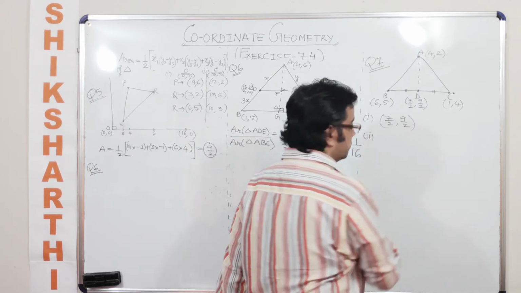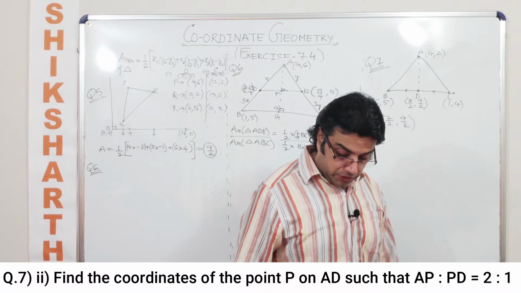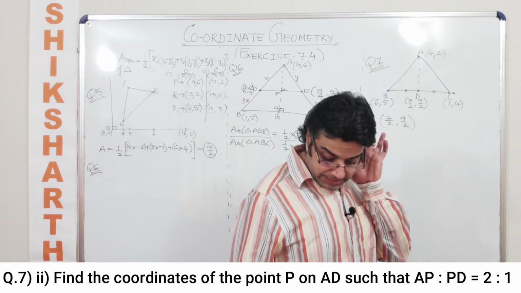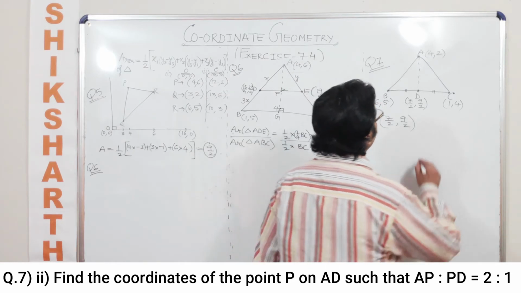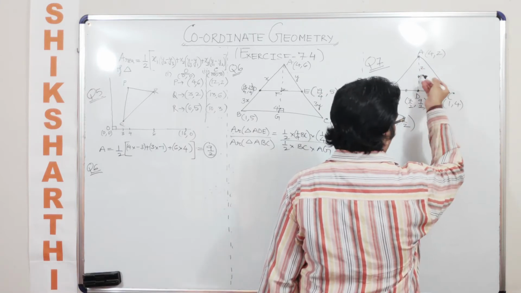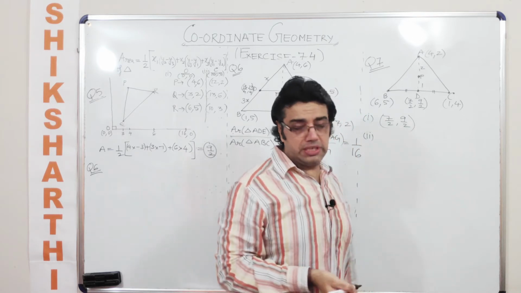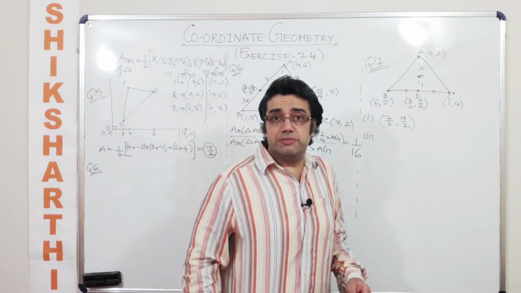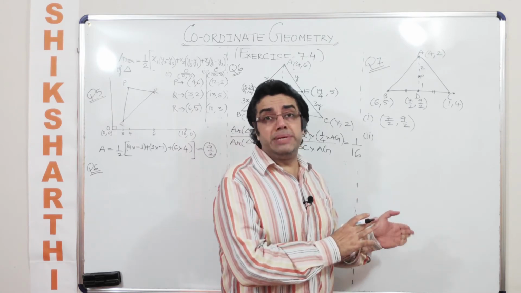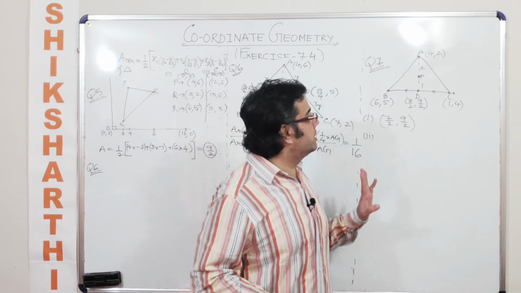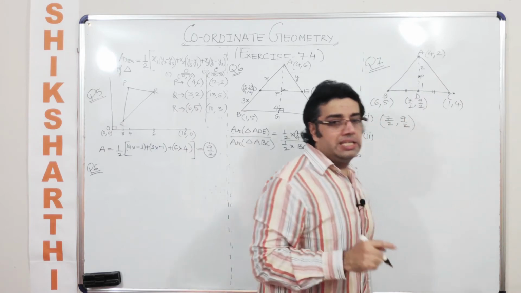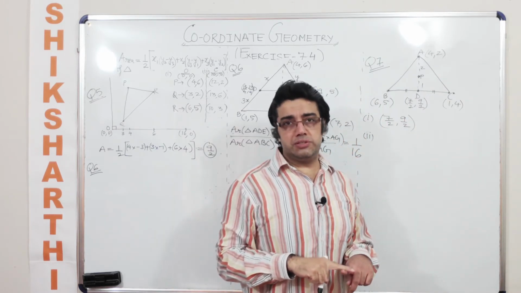Okay, talking about question number 2, subpart 2. Find the coordinates of the point P on AD such that AP is to PD is 2:1. So they are basically talking about the centroid. Since we have done geometry, if you have not done geometry, or you do not know the formulas, this gives you a very good opportunity to go through at least the video on medians, so that you are able to understand that the point P which they have given to you here is nothing but the centroid. What is a centroid? Centroid is the intersection point of all the medians drawn inside a triangle.